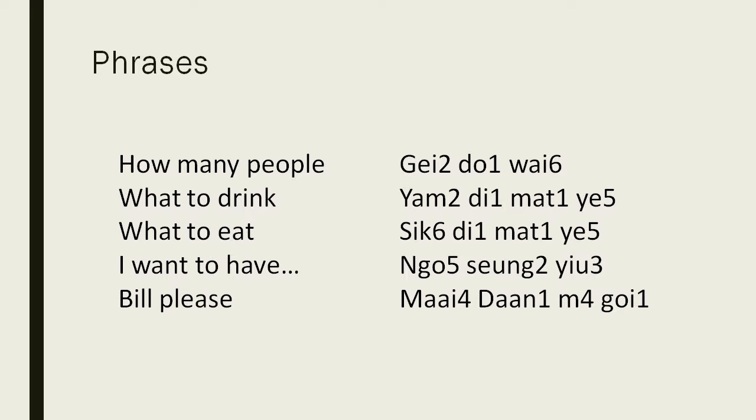Now, let's say once you sat down, the waiter or waitress would come over and would ask you, what do you want to drink? And what do you want to drink in Cantonese is Yam Di Mat Ye. Now, when they want to ask you what do you want to eat, then they would say 食啲乜嘢?